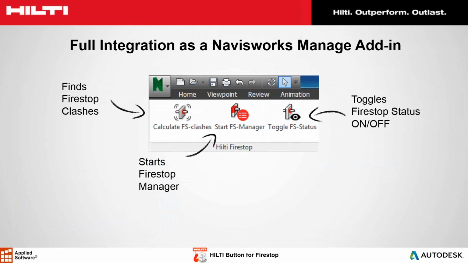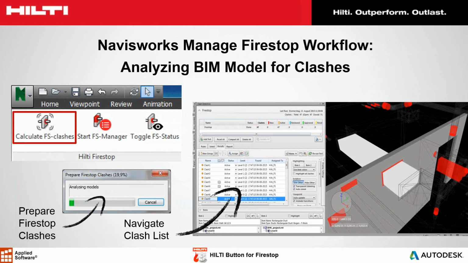When it comes to the full integration with Navisworks Manage, the HILTI button for Firestop also is a simple process of simply calculating the Firestop clashes, starting the Firestop Manager, and toggling the Firestop status on or off. After the clash detection is run, Navisworks Manage will give you a list of all the clashes and their status, and will highlight the penetration, whether it's duct to wall or pipe to floor, for example.